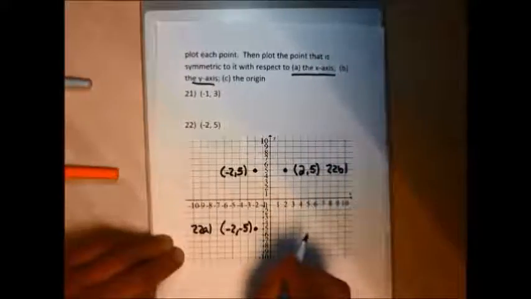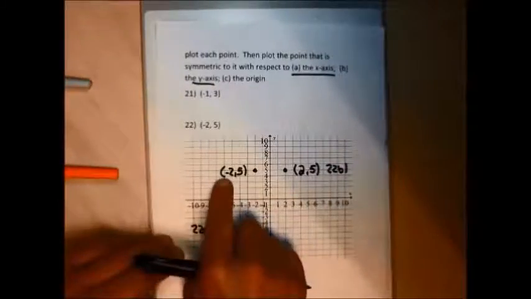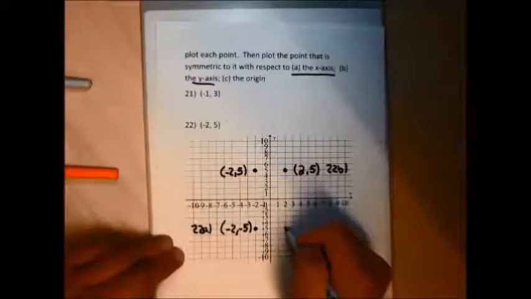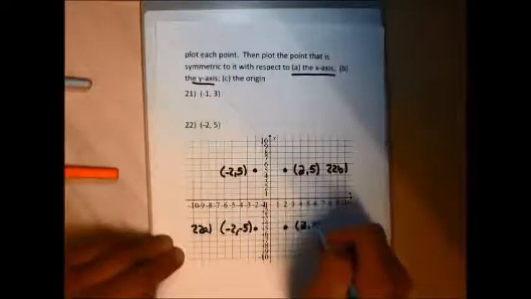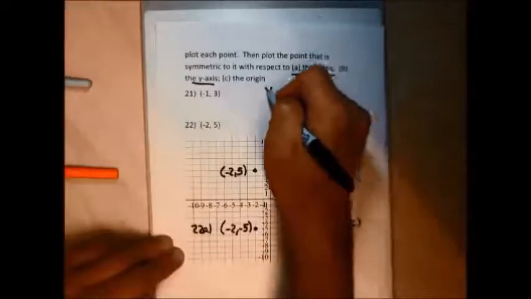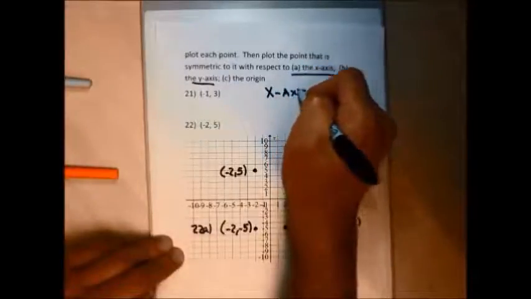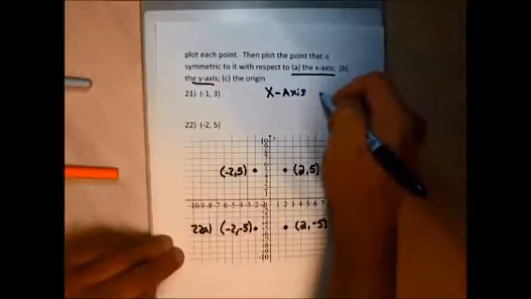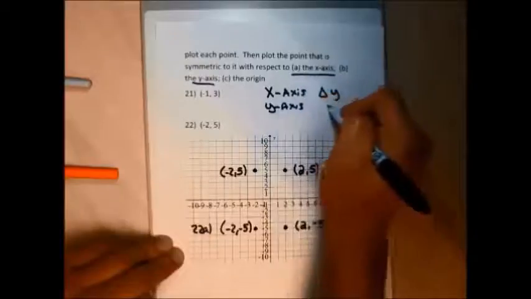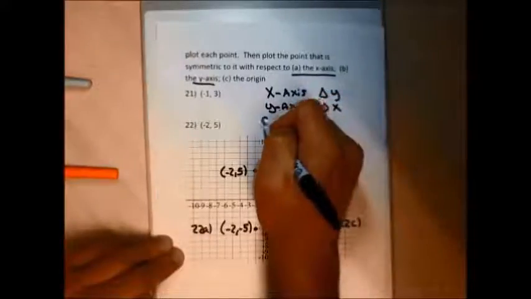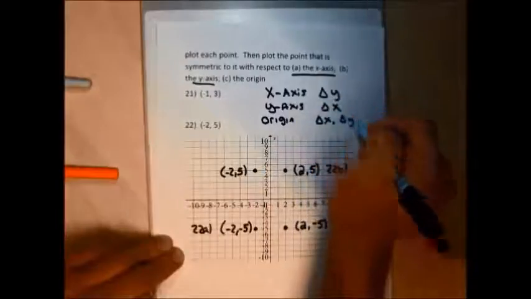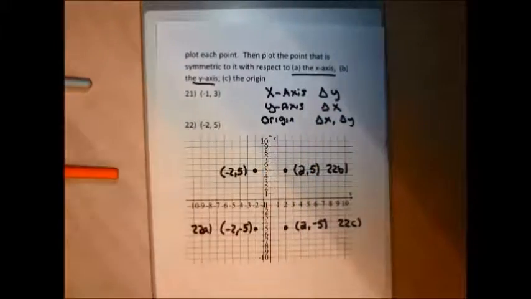And for part C, I change the x to positive 2, I change the y to negative 5, I change both signs and get the point 2, negative 5. And that's going to be my answer to 22c. Again, for the x-axis point of symmetry, you change the sign of the y. For the y-axis point of symmetry, I change the sign of the x. And for the origin symmetry, I change both the x and the y signs. And your answer is just going to look like that. There's no algebra to show.